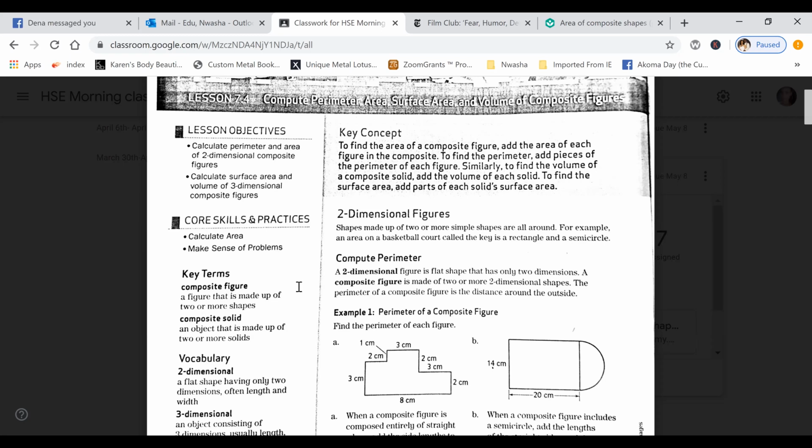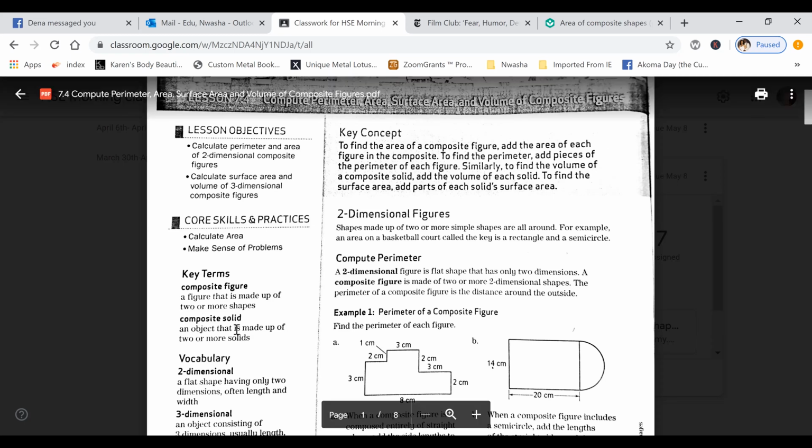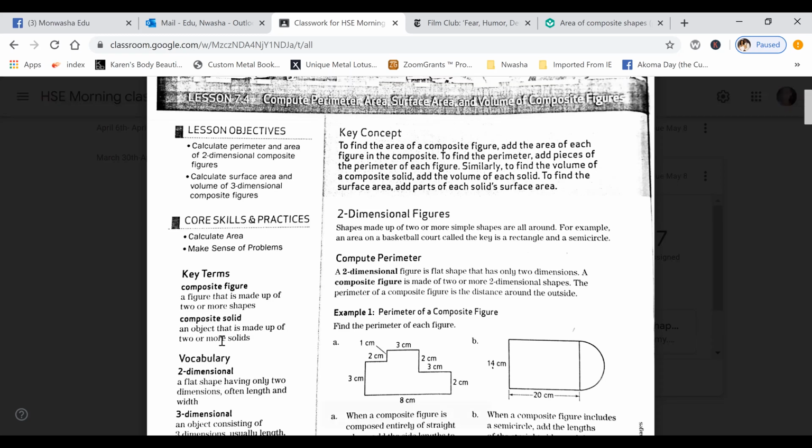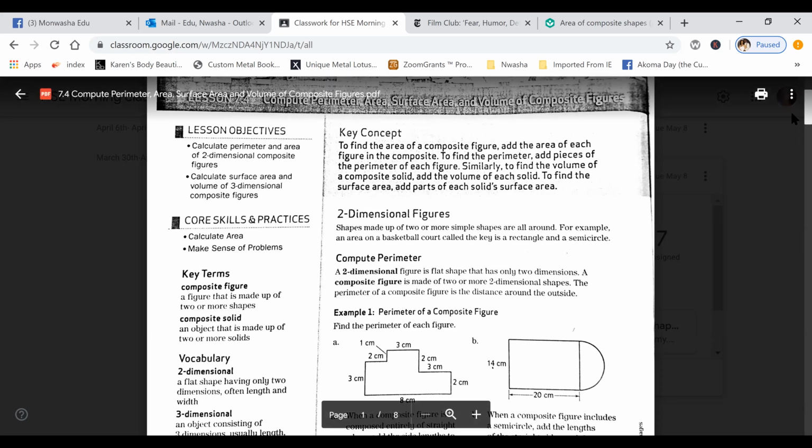Now we're on, what is a composite figure? A figure that is made up of 2 or more shapes. A composite solid, an object that is made up of 2 or more solids. So now we're just saying the same thing that we were doing last week, is looking around at things in the world, whether it's like the tanks on the side of the highway, which was one of the examples, or a house that might be rectangles and pyramids, or maybe rectangular prisms and triangular prisms.